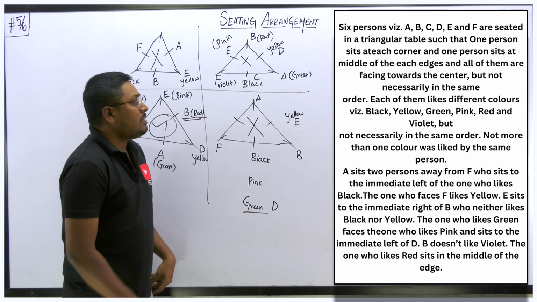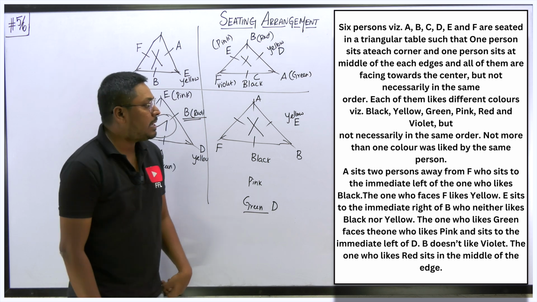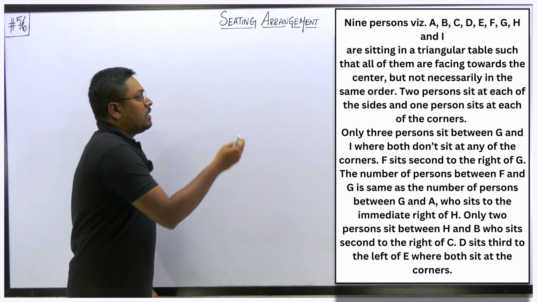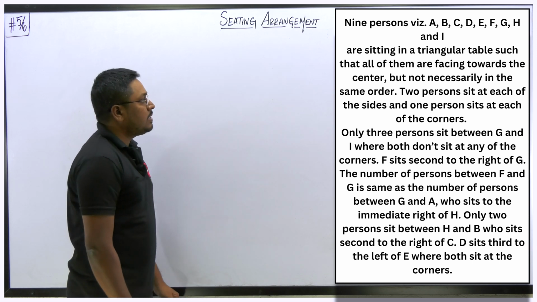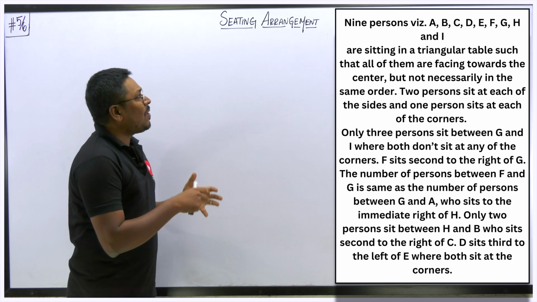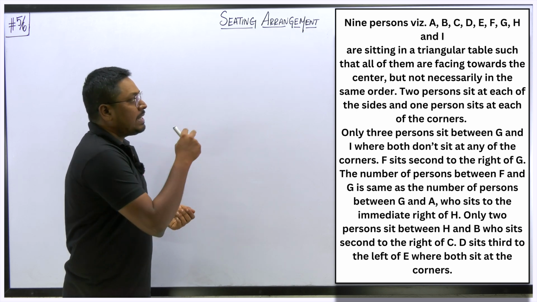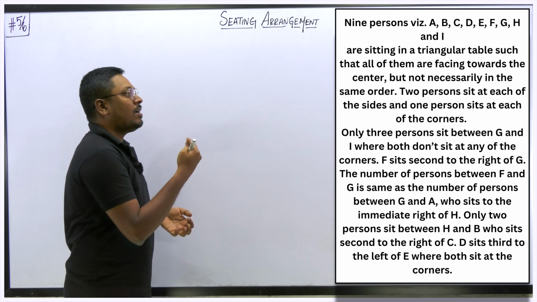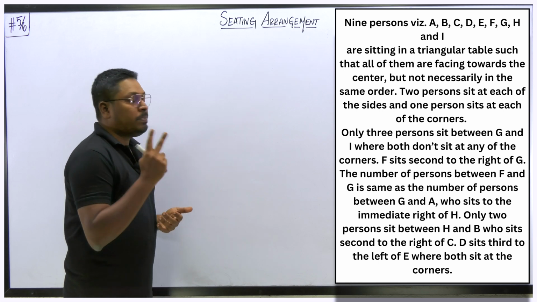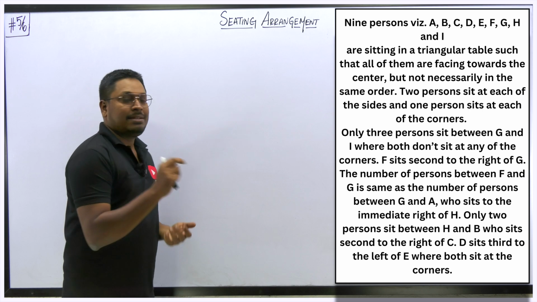So that's it. Let me move to the second triangle seating arrangement in this test. Here is set number 6, the second arrangement I have given in the test. This is also based on a triangle type. 9 persons A to I are sitting around a triangular table such that all of them are facing the center, but not necessarily in the same order. 2 persons sit on each side and 1 person sits at each corner.